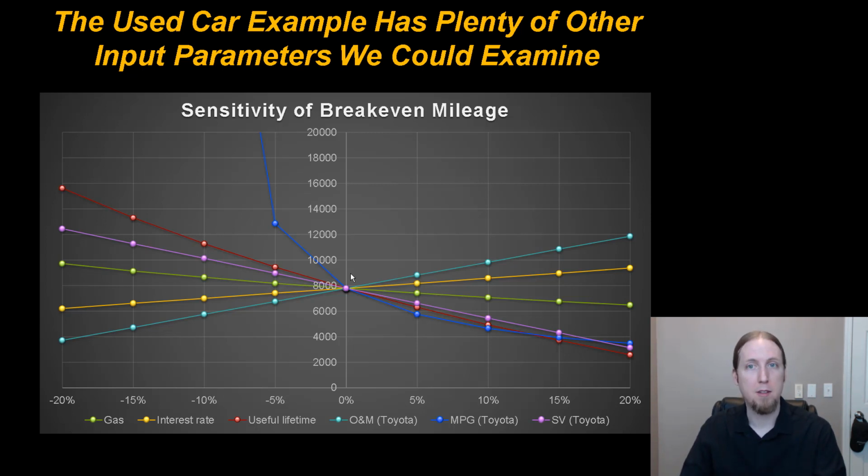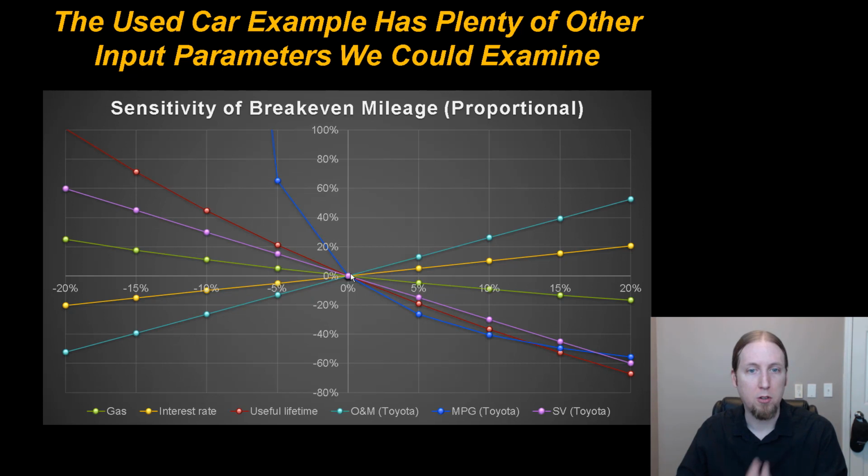So if we want to make it a little bit easier to understand exactly how sensitive it is and relate this back to the elasticity concept that we talked about, we can also rescale the y-axis as a proportional increase or decrease in the break-even mileage. Now it's really obvious to see that if we have a 5% increase in the O&M cost for the Yaris, that's going to relate to about a 15% change in the break-even mileage.